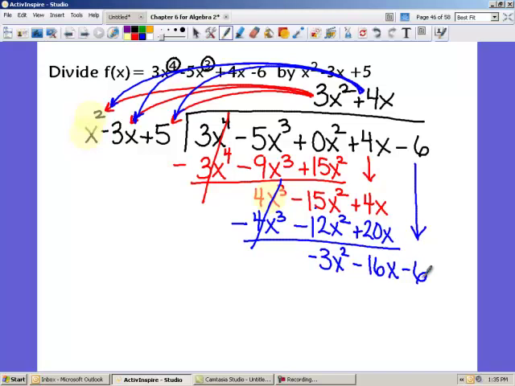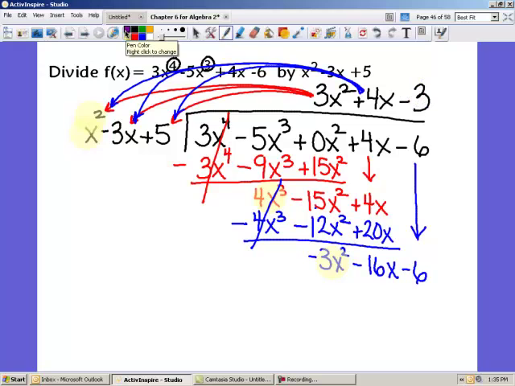Okay? We're not done yet because we still have this spot right here to fill. So we have one more time through. So now we look at this first value here and we ask ourselves, x squared times what will give us negative 3x squared? And that is negative 3.